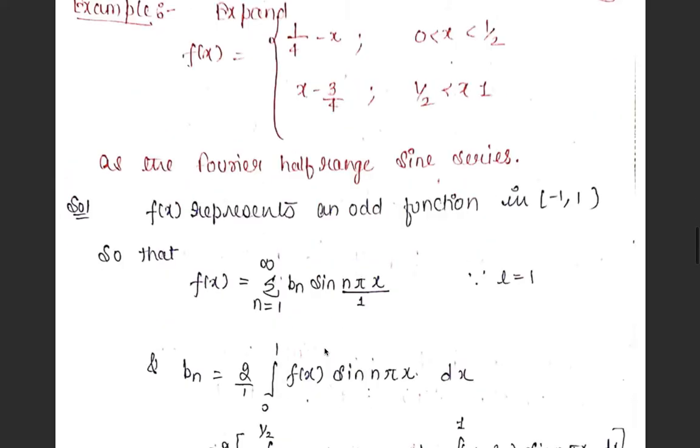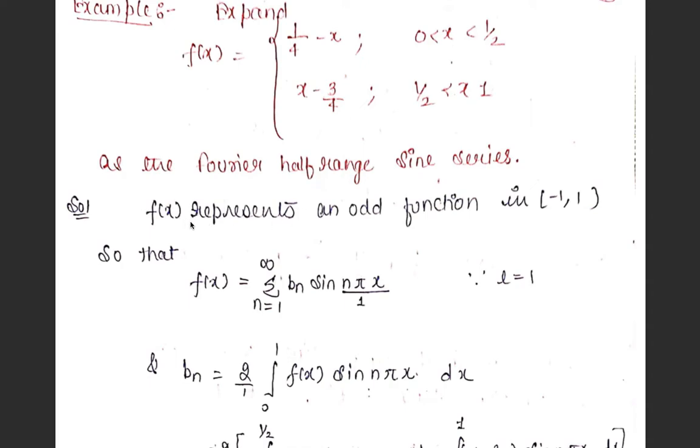Let us try to understand the concept again with the help of another example. Here it says: expand the given function as a Fourier half-range sine series. So this is the given function, and we have to expand it into a sine series, and sine is an odd function. As we have seen in the previous example, whenever you have an odd function, you just increase or extend the interval.